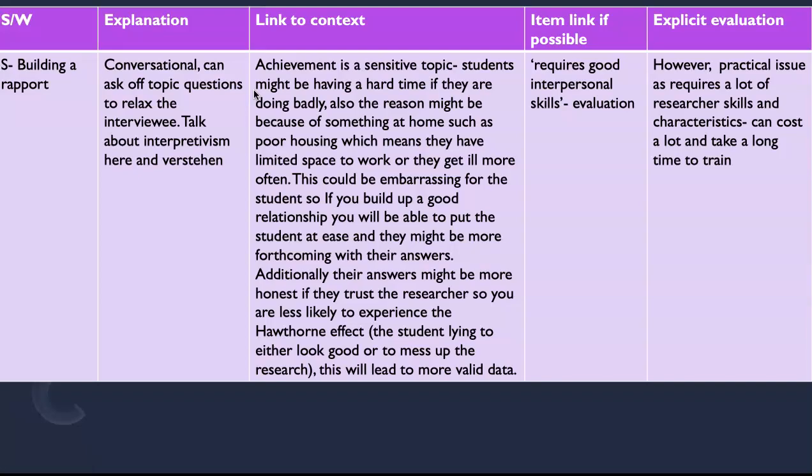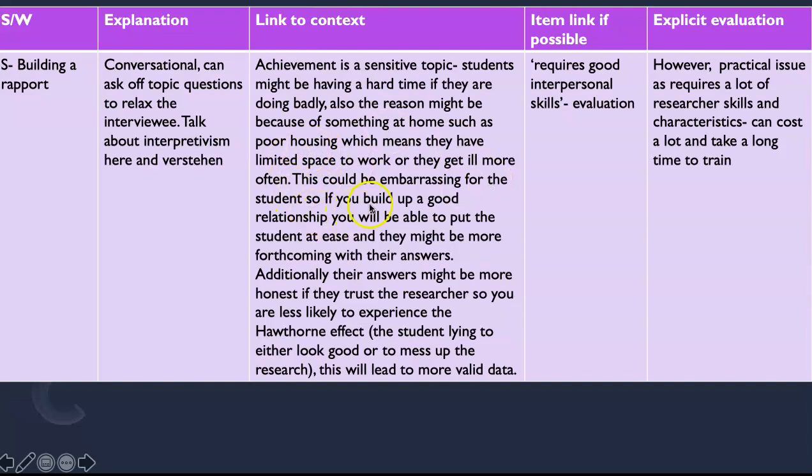Obviously, achievement's a really sensitive topic. Loads of you mentioned about building a rapport, which is brilliant. Loads of you mentioned it as a sensitive topic, but you didn't say why, okay? You just left it as this is good for looking at sensitive topics. Okay, you know the topic you're looking at.